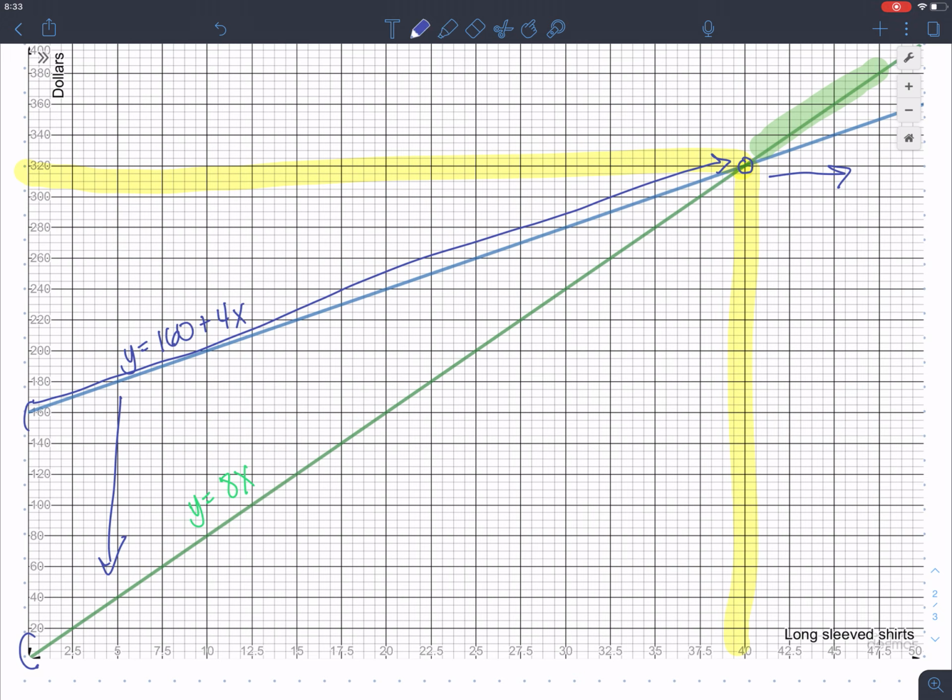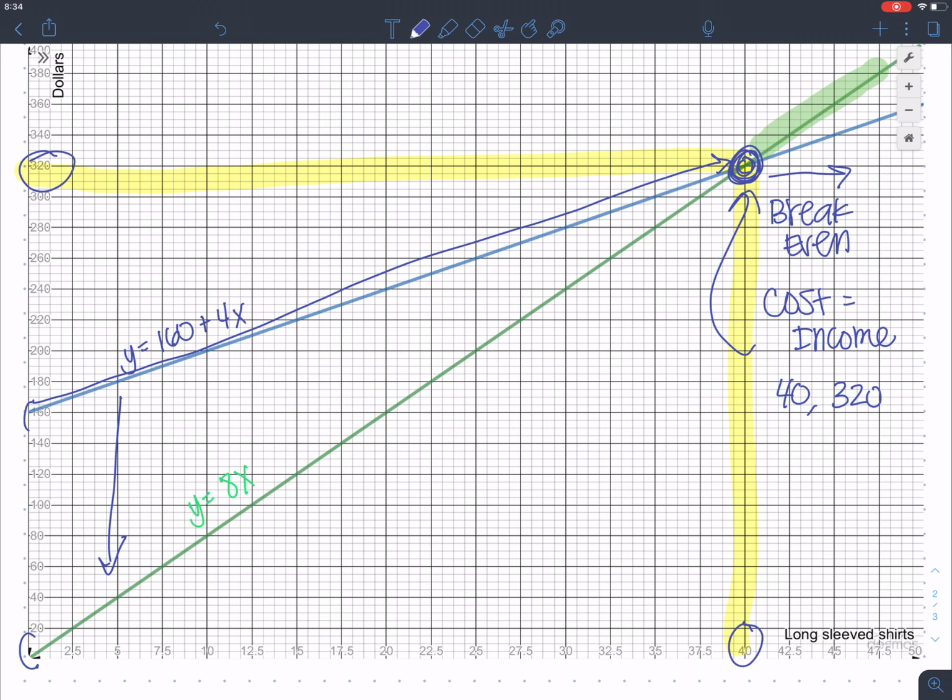At this intersection point though, this is called the break-even point. And at this point, my cost is the same as my income. At that point right there, at 40 shirts and $320. So when I sell 40 shirts, it costs $320, and I make $320 back.